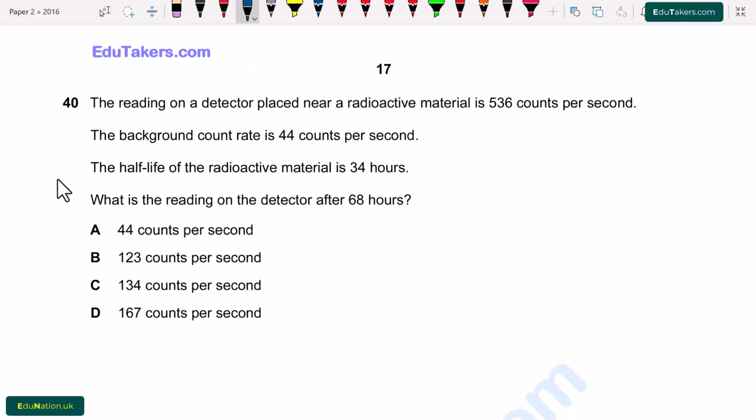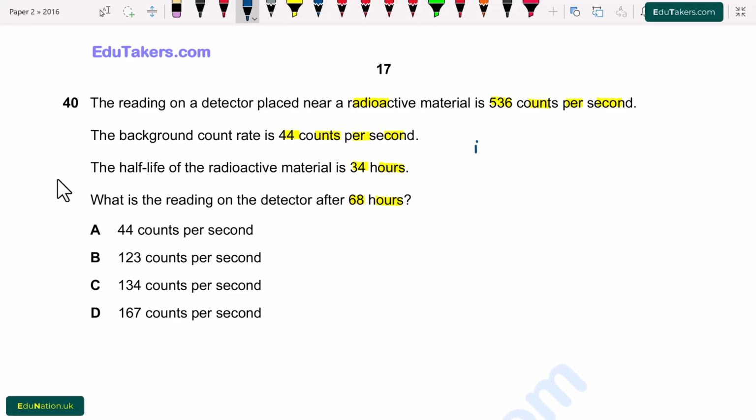Question number 40. The reading on the detector placed near a radioactive material is 536 counts per second. The background count rate is 44 counts per second. The half-life of the radioactive material is 34 hours. What is the reading on the detector after 68 hours? So here we have to find out the reading on the detector when 68 hours pass. First of all, the reading on the detector is 536 counts per second initially.